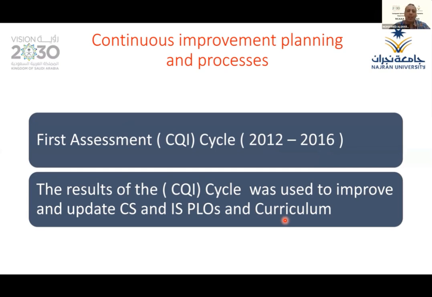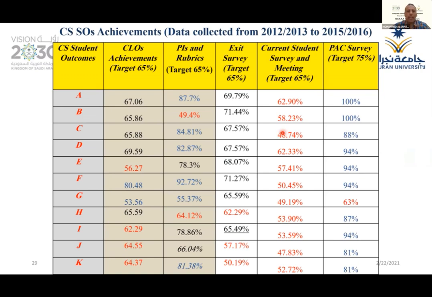And alhamdulillah. This is a real figure from CS program learning outcomes. This is A to K. This is CS student outcomes, PLO. Okay, A to K. This is the actual results that we got from different assessment methods. We have 5 assessment methods. Tomorrow we will talk about that, or maybe today just in a few minutes. So this is the final results of the data collected from 2012, 2013 up to 2015, 2016. This is the results that we got. Some of the PLOs we achieved, some no, based on different assessment methods.